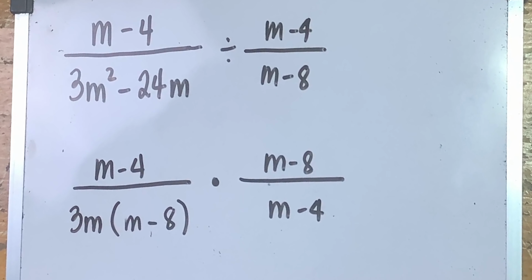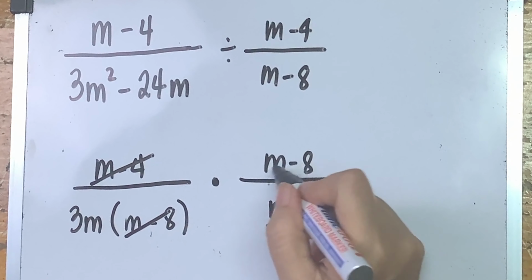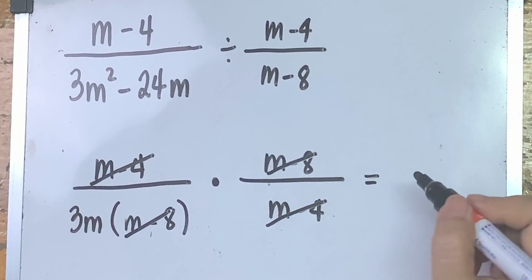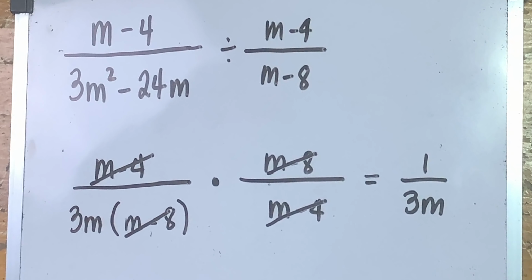And then, upon looking, we can say na pwede natin i-cancel to. Ganon din ito. Leaving us with 1 over 3m. And that is our final answer.